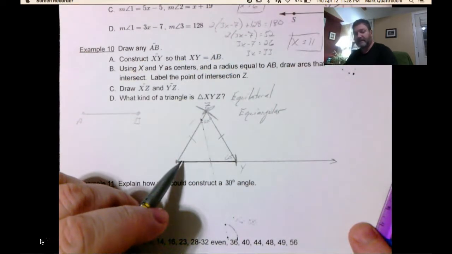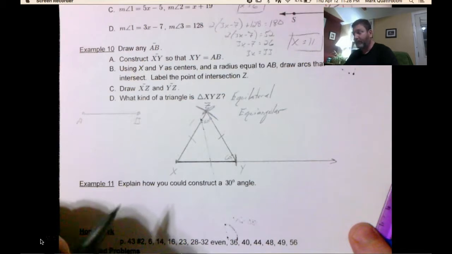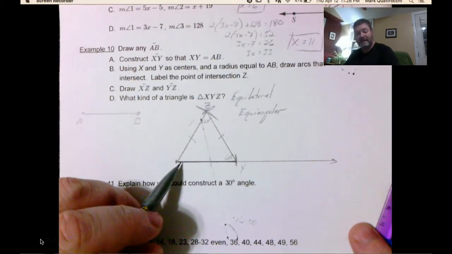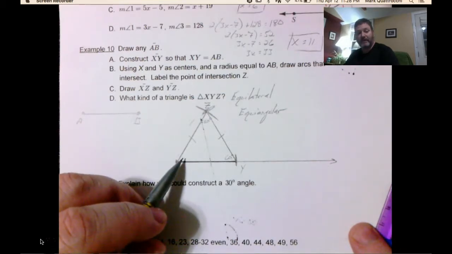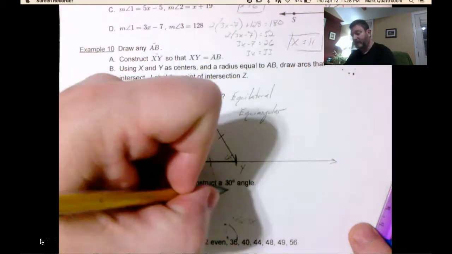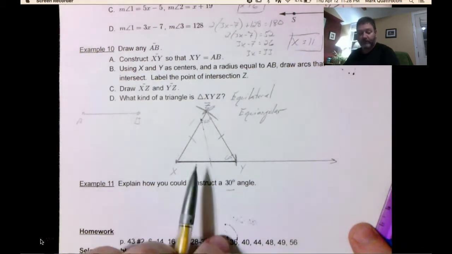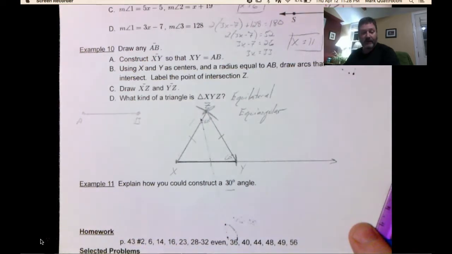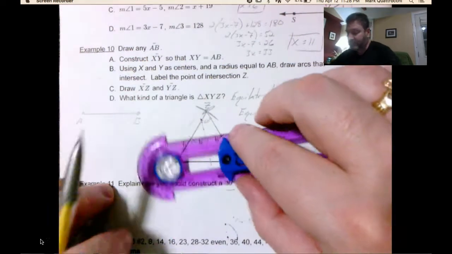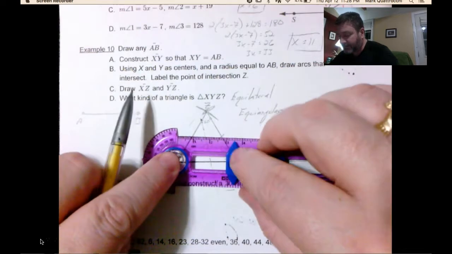I'm not going to write 60, but it is 60 here as well. If I bisect this angle, this 60-degree angle, I will have constructed my 30-degree angle. So there's my explanation on how you can construct your 30-degree angle. Construct an equilateral triangle, like we did in example 10 here, and bisect one of the angles. So let's bisect it. Let's do it.